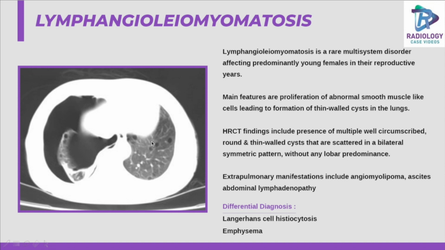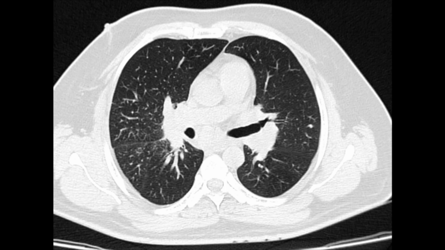HRCT generally shows multiple thin-walled round cystic lesions scattered bilaterally without any lobar predominance. It may be associated with tuberous sclerosis and has few extrapulmonary manifestations, which include angiomyolipoma, ascites, and abdominal lymphadenopathy. The differential diagnoses are LCH, which is more common in male smokers, and lymphocytic interstitial pneumonitis, which is associated with Sjogren's syndrome. Here is the next case.